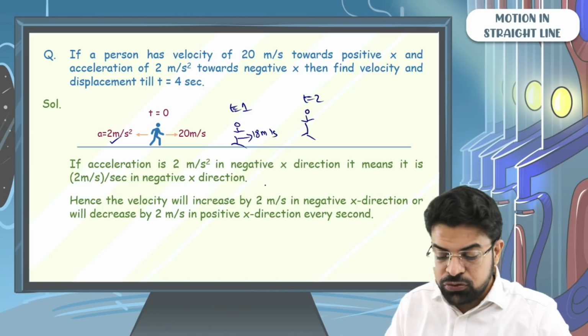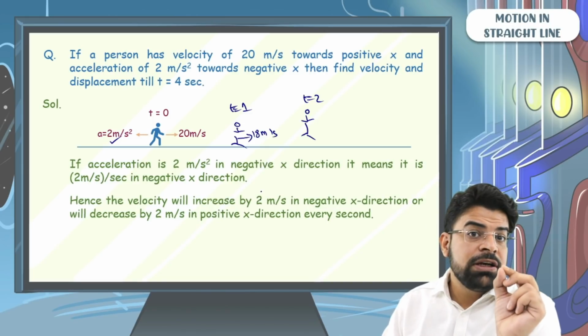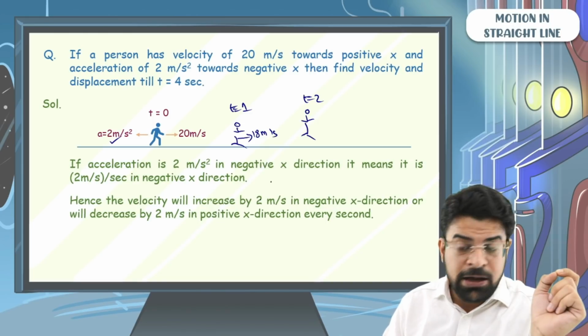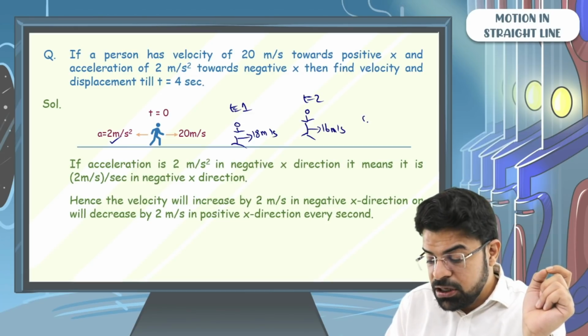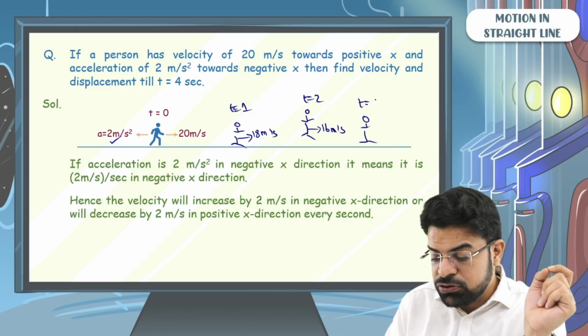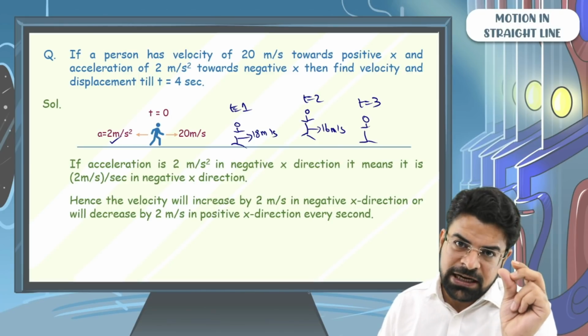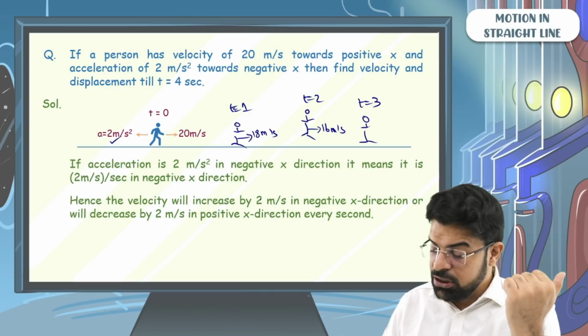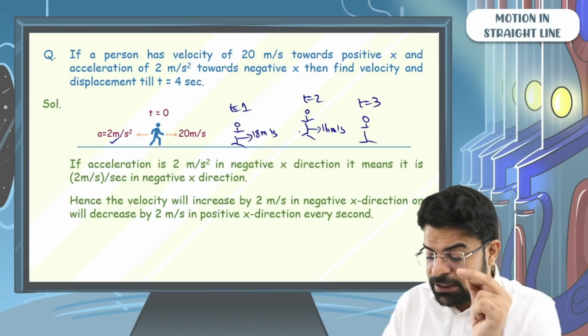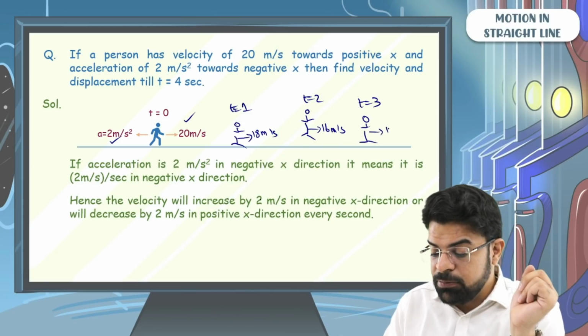Sir, at time equals 2 seconds, the velocity will increase in the negative x by 4. So it will decrease in the positive x by 4. So it will be 16 meter per second. If I ask you what will be the velocity at time equals 3, you will say, sir, in 3 seconds, the velocity will increase in negative x by 6, 2 into 3, 6, or will decrease in the positive x by 6. So 20 minus 6 will be 14.